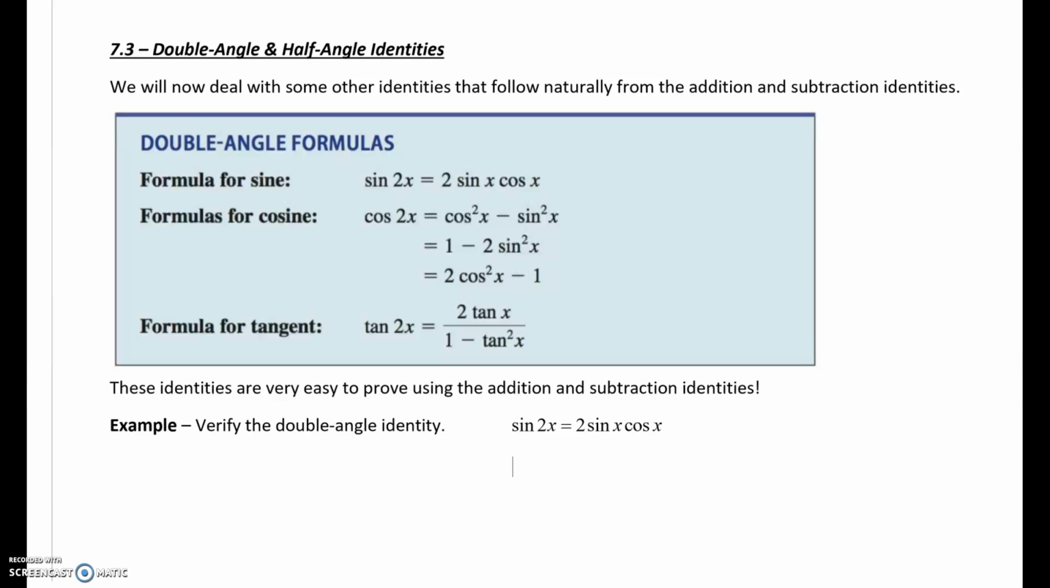Okay, so today we're doing 7.3 double and half angle identities. We will now deal with some other identities that follow naturally from the addition and subtraction identities. So now you can see what we're doing. We're not going to do all the examples in the notes on these videos that I make today. I'm going to save a couple at the end for class tomorrow and Tuesday.